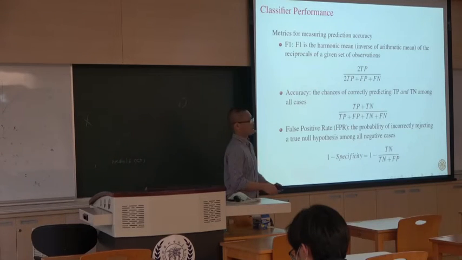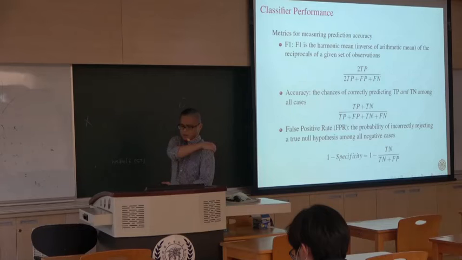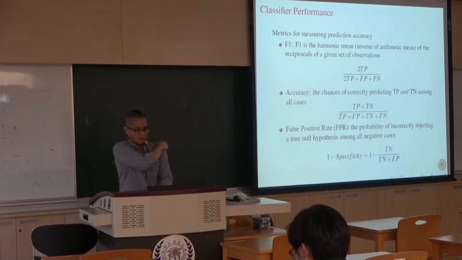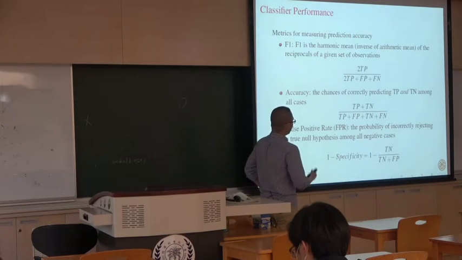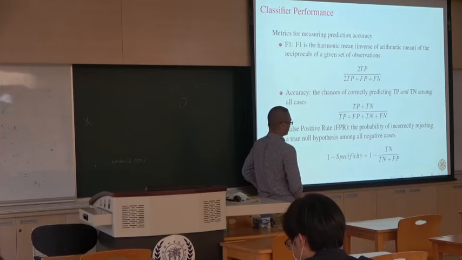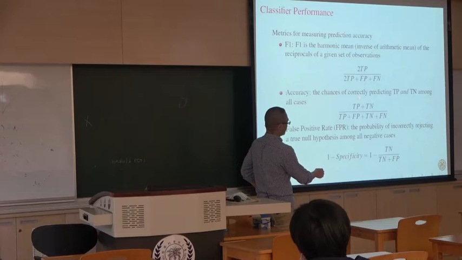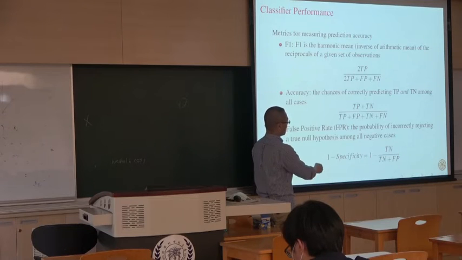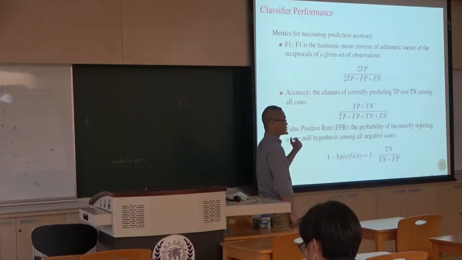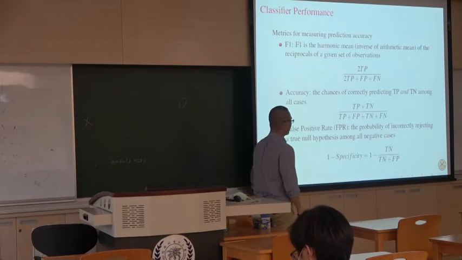There are other methods, the F1. I still use this one. The harmonic mean is the inverse of the arithmetic mean of the reciprocals. Another one that I use all the time, and is on your assignment, is accuracy. It measures the chance of correctly predicting true positives and true negatives among all cases. So use it when you care about the percentage of correctly predicted cases, whether they are true positive or true negative.